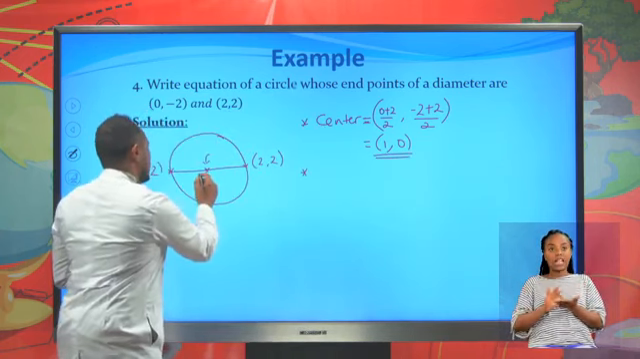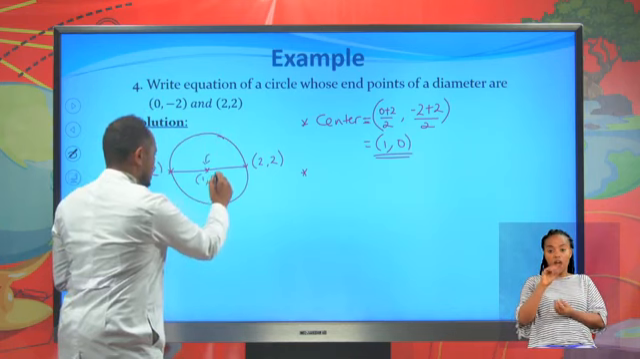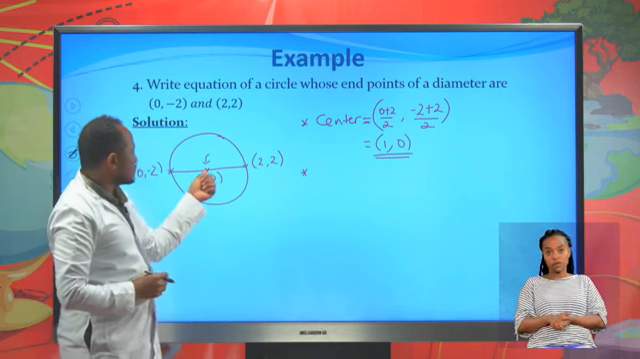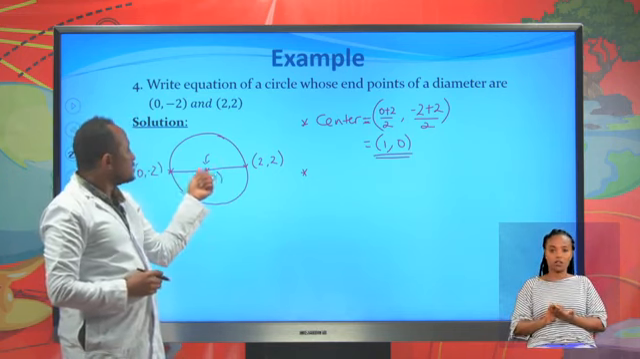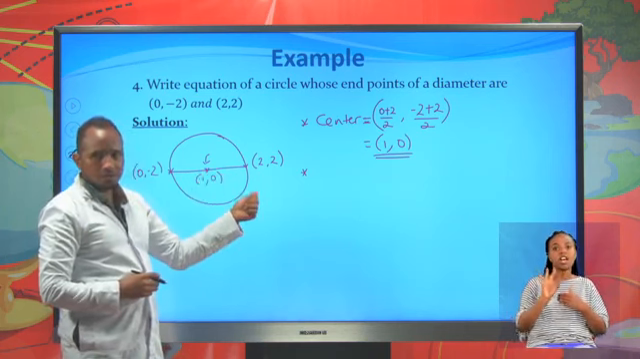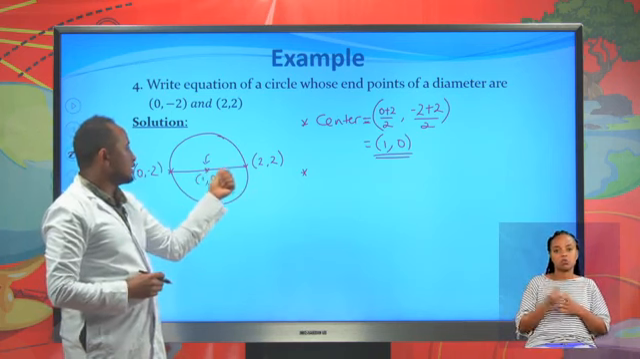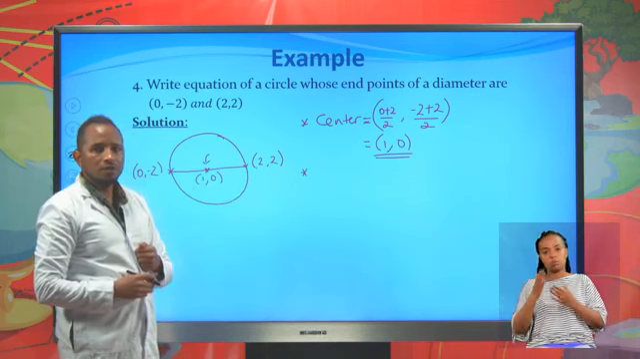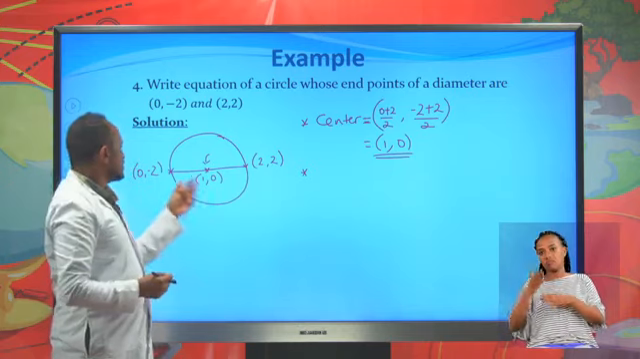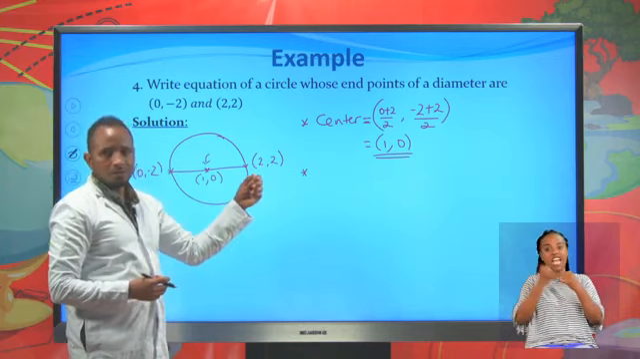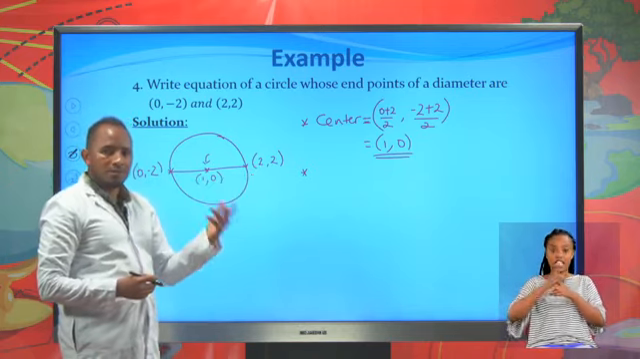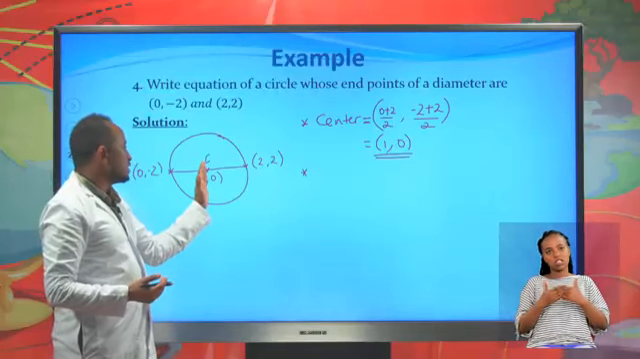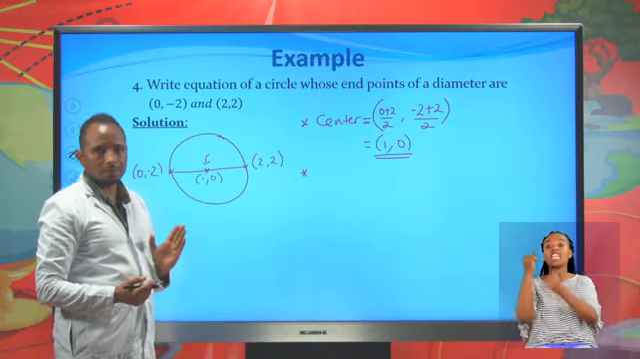The center is at 1 comma 0. Once we have found the center, we can easily find the radius, either using the center and one endpoint of the diameter, or you can use the endpoints of the diameter to find the diameter, and after that divide by 2. For simplicity, let's use the center and one endpoint of the diameter.